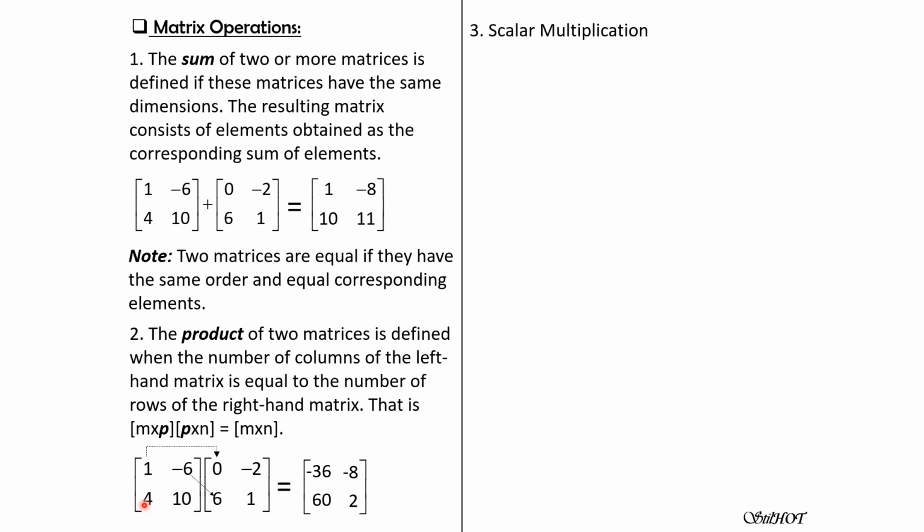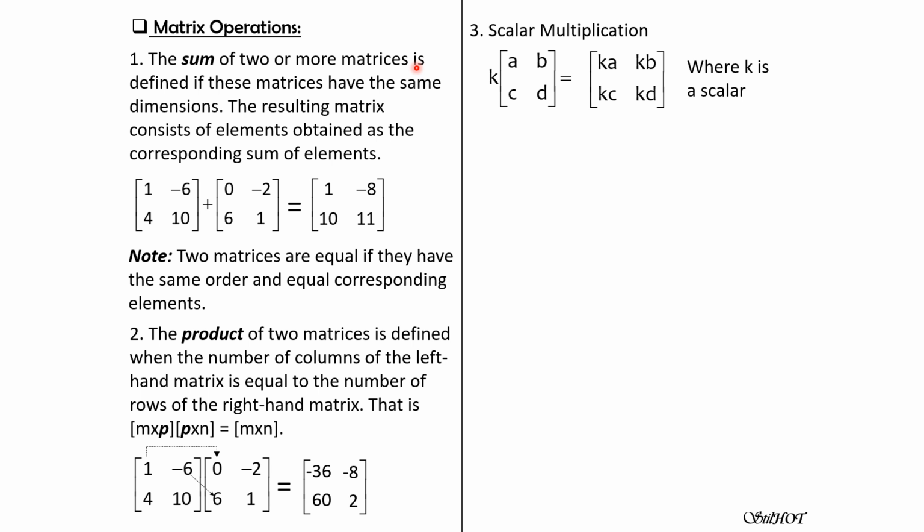Then we have scalar multiplication. When a scalar is multiplied to a matrix, each of the elements of that matrix will also be multiplied by that scalar. So k times the elements a, b, c, d gives us ka, kb, kc, kd, where k is a scalar.